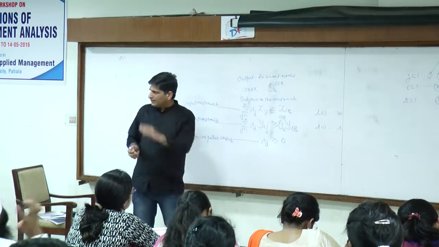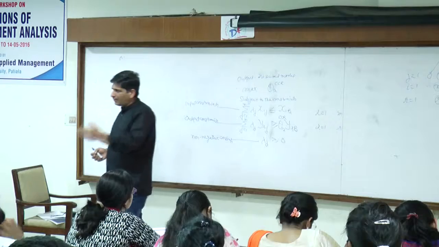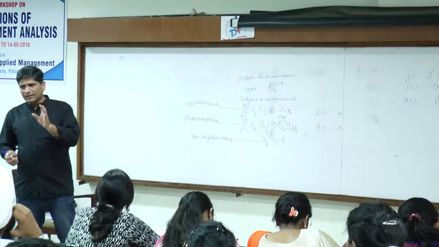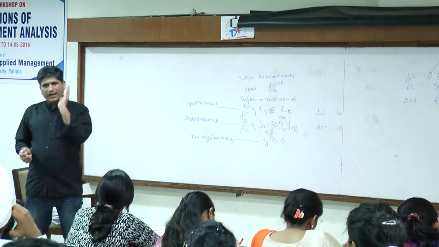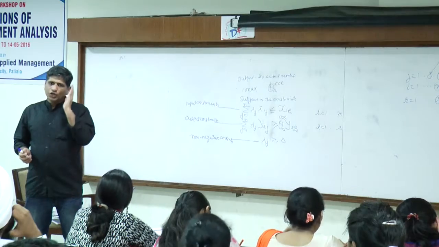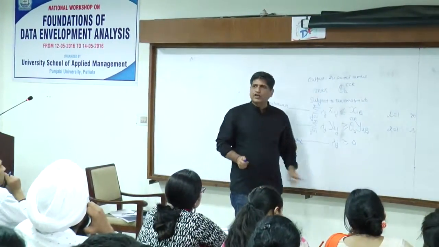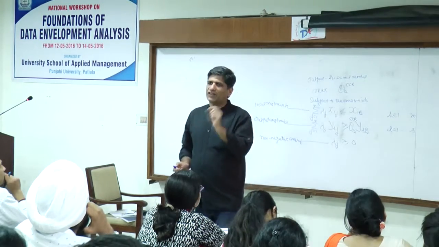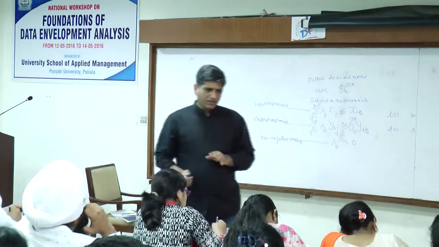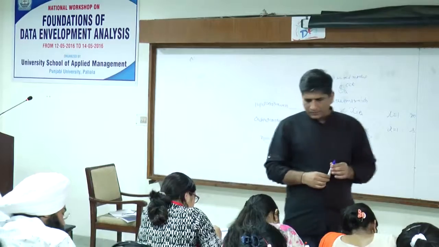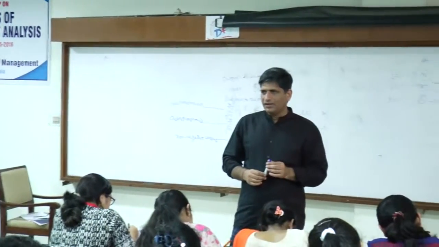The final constraint is lambda j. All the lambdas are either positive or zero. So the lambdas are non-negative. Weights are non-negative. And these lambdas are known as the intensity variables. In linear programming language, these lambdas are known as the intensity variables.